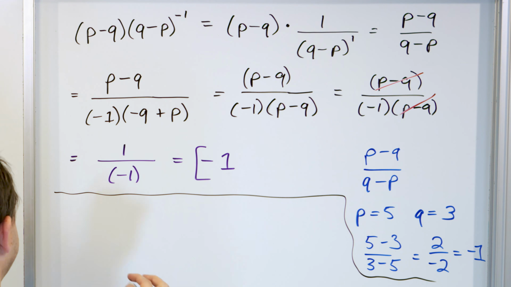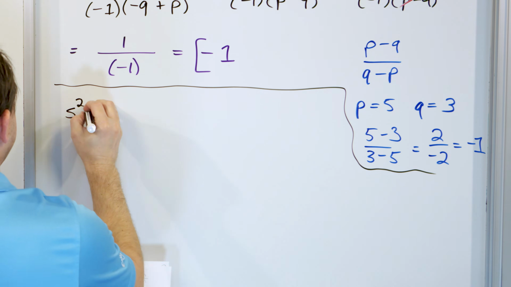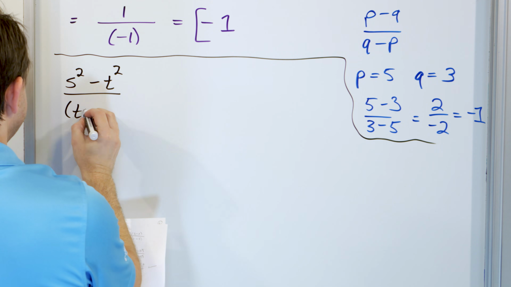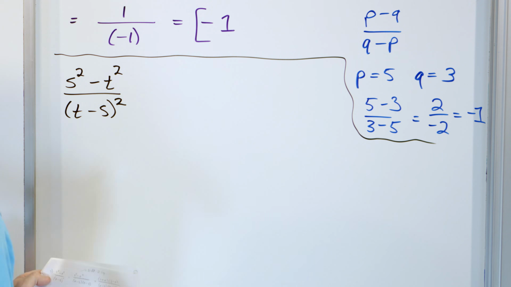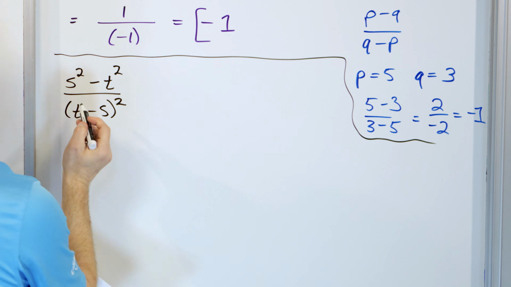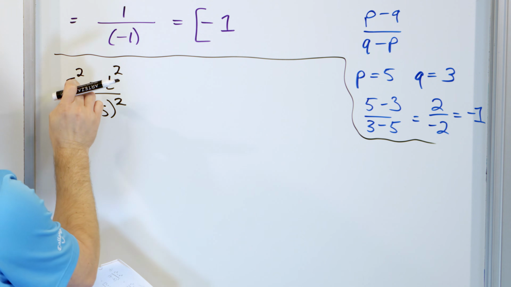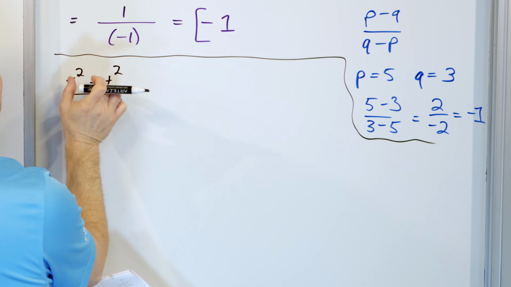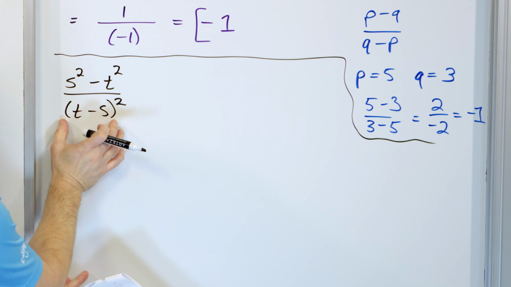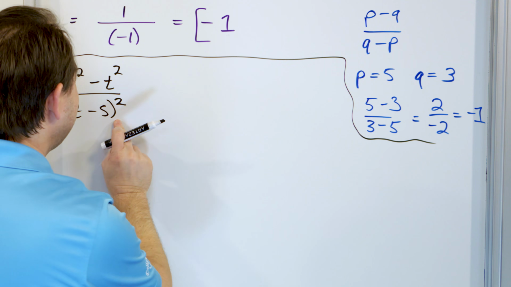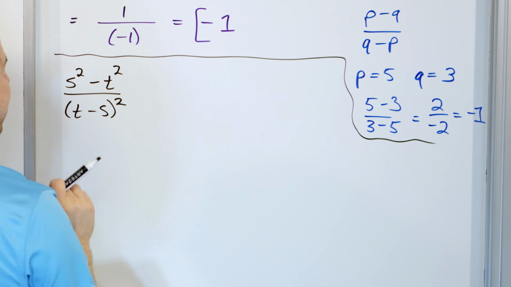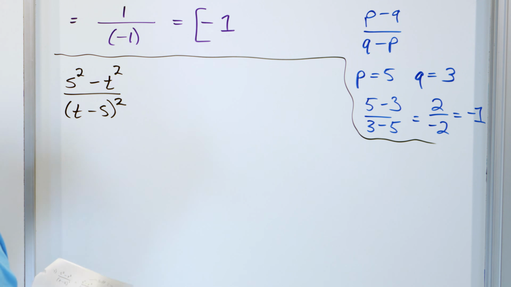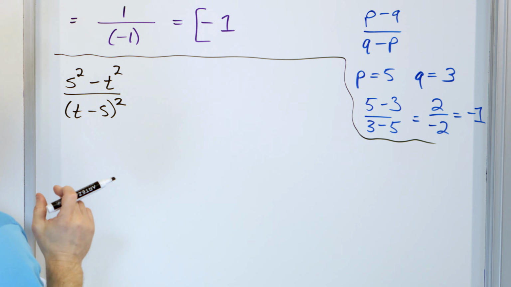All right, and so the next one is, what if I have s squared minus t squared, all divided by t minus s squared? Now you have to be careful. What does this mean? When I say s squared minus t squared, that means I multiply s times s, then I subtract t times t. So I do the squaring first, then I subtract. But on the bottom, it's different. This is the quantity t minus s times itself, t minus s again, right? So they're very different. Even though they look the same, they are different.